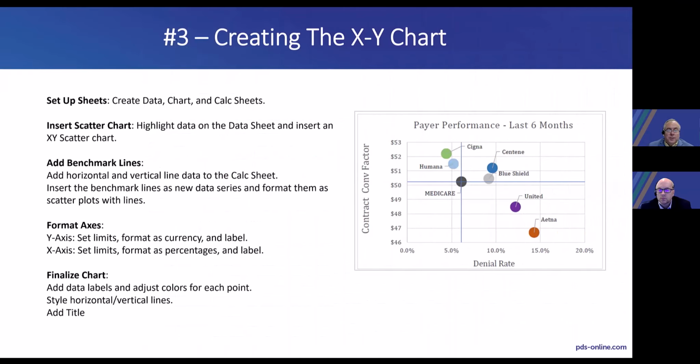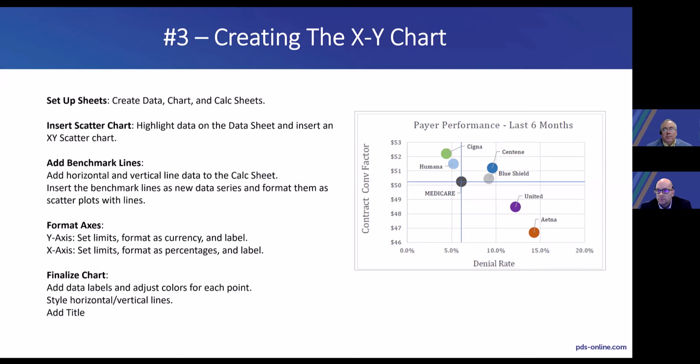Jared, that was great. So just to summarize, again, we're going to have our various sheets for how we're going to build out our dashboard. We're going to highlight the data on the data sheet, and then we're going to insert that XY scatter chart. We'll add our benchmark lines. In this case, we're benchmarking against Medicare, so we're carrying those lines across the chart, which helps divide things into quadrants. Of course, then we have to format our two different axes, the y-axis and the x-axis, which gets us both the reimbursement rate as well as our denial rate. And then ultimately, we're going to finalize the chart, add the color, and make it easy to communicate.